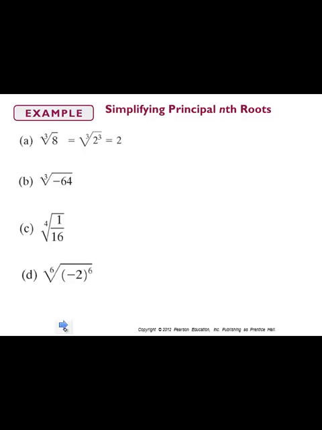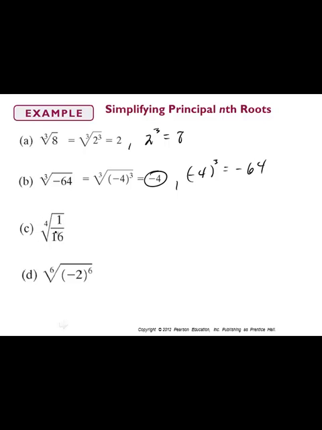Okay? So you can think about 8 as 2 cubed, and the cube root of 2 cubed is 2. Why? Because 2 cubed is equal to 8. That's why. How about the cube root of negative 64? What number cubed is equal to negative 64? And that answer is negative 4, because negative 4 cubed is equal to negative 64.